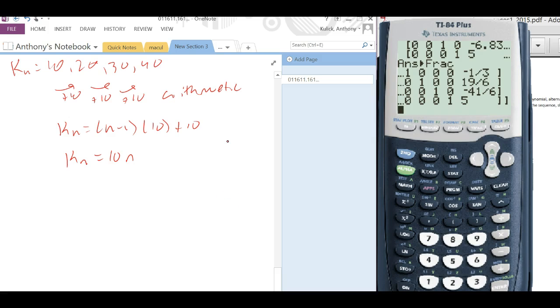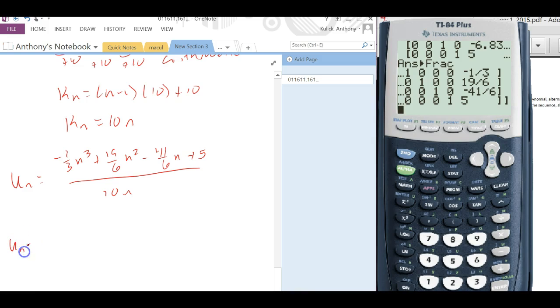And hopefully that k sub n equals 10n. Super obvious. So I have negative 1/3 n cubed plus 19/6 n squared minus 41 over 6 n plus 5, all over 10n. Gross. If I simplify this down, I get negative n squared over 30 plus 19n over 60 minus 41 over 60 plus 1 over 2n.